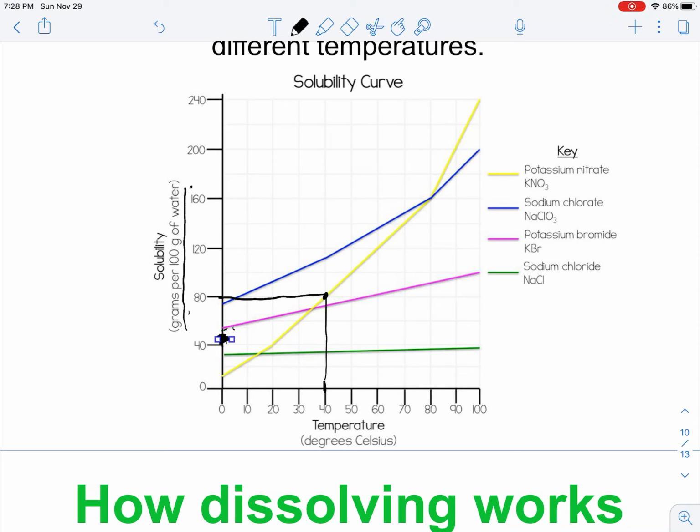If we wanted to go up and say, what about 75 grams, then you would see that you're going to have to go over, and you'd be like, all right, I've got to get it up to 50 degrees Celsius before I can dissolve 75 grams. So those are just some things that you can look at with the solubility curve.